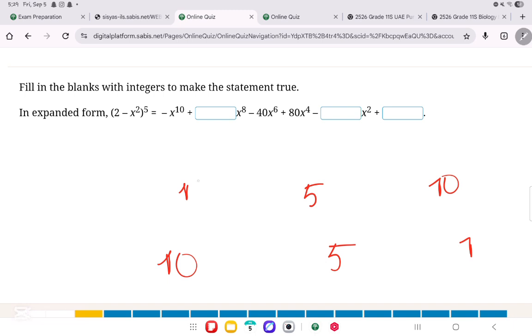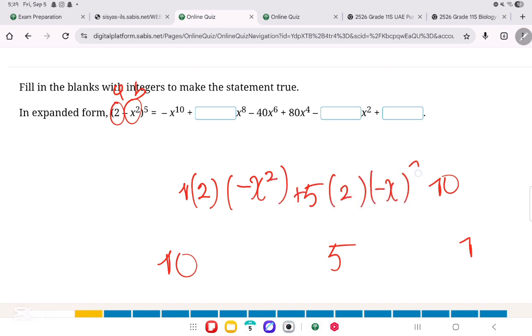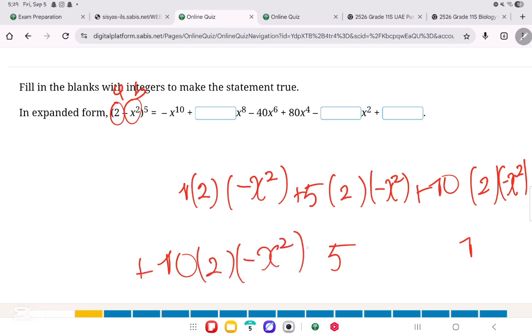Now we start. This is our A, this is our B: 2 to the power of 5, minus 5 times 2 to the power of 4 times x squared, plus 10 times 2 cubed times (x squared) squared, put the squared inside, not outside, plus 10 times 2 squared times (x squared) cubed, plus 5 times 2 times (x squared) to the power of 4, plus 1 times (x squared) to the power of 5, all with the minus signs inside.